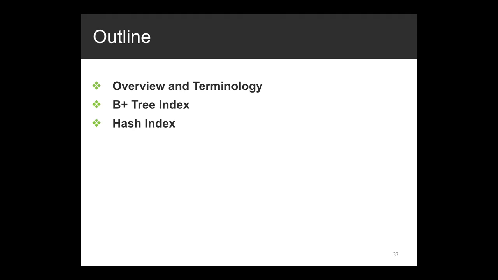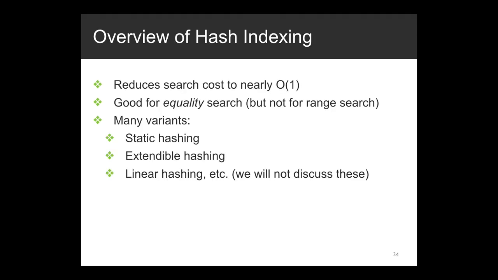of the B+ tree index structure. I will introduce the hash index structure and then we'll discuss that in the next class. The hash index structure, as we talked about earlier, reduces your search cost to almost constant time. So it's O(1), and it's really good for equality search.